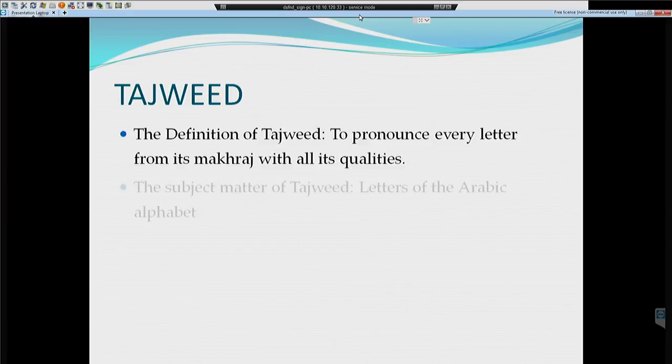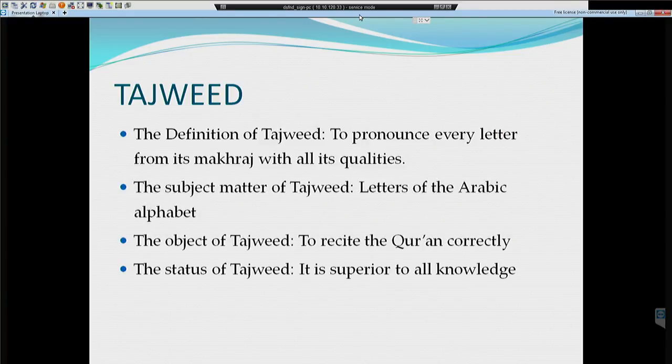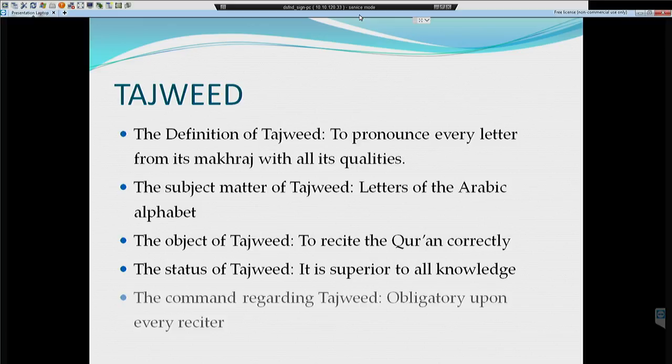So we went over this first slide, the definition of Tajweed, the subject matter, object and status, and also the command in the Quran. Allah subhanahu wa ta'ala says, وَرَتِّلِ الْقُرْآنَ تَرْتِيلًا. Recite the Quran with tartil. And tartil is just a synonym for Tajweed.